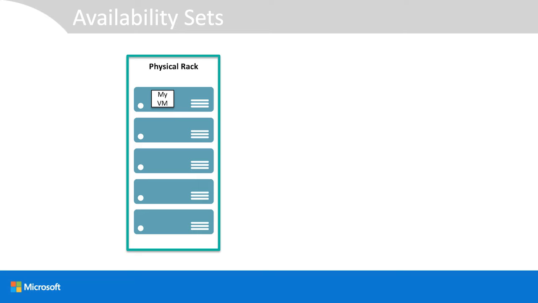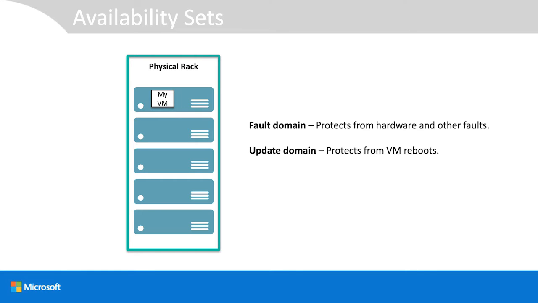When you use an availability set, Azure creates a logical representation of the physical rack, and it calls that representation a fault domain. The fault domain protects you from hardware failures and other faults in the rack. Azure also creates another logical entity called an update domain, and this protects you from VM reboots that might happen due to maintenance events in Azure. Let's look at this in more detail so you can understand this concept a little better.